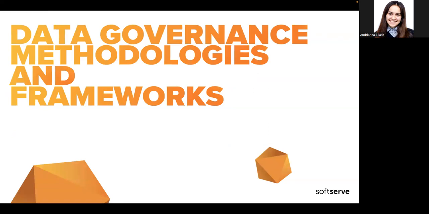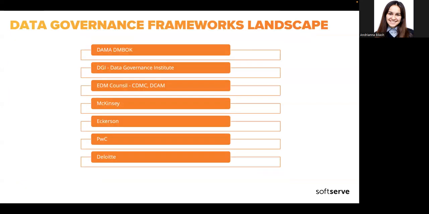So let's talk about the available methodologies and frameworks. Data governance itself consists of several areas, including process management, people management and tools. So it's not only about technology. And sometimes it's even more about organizational changes rather than technology. Overall, this is not an exclusive list. There are many more organizations that provide data management and data governance standards.